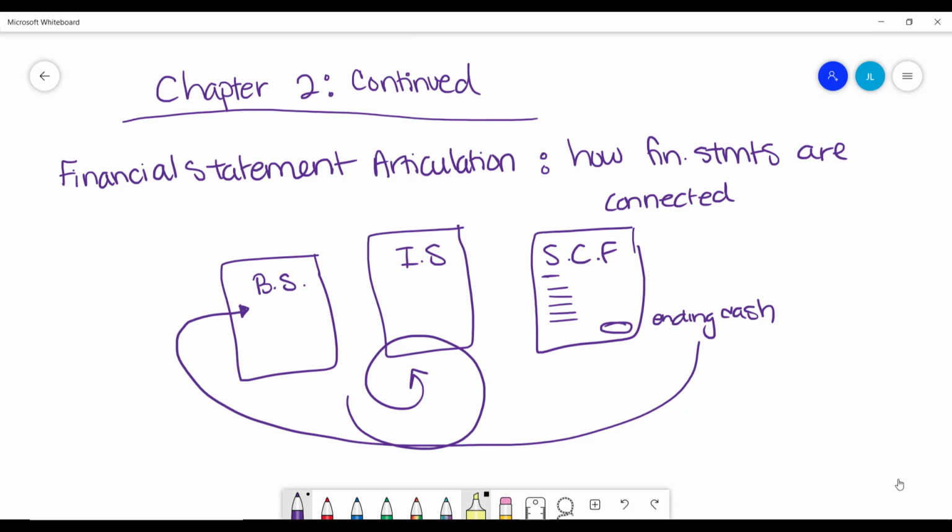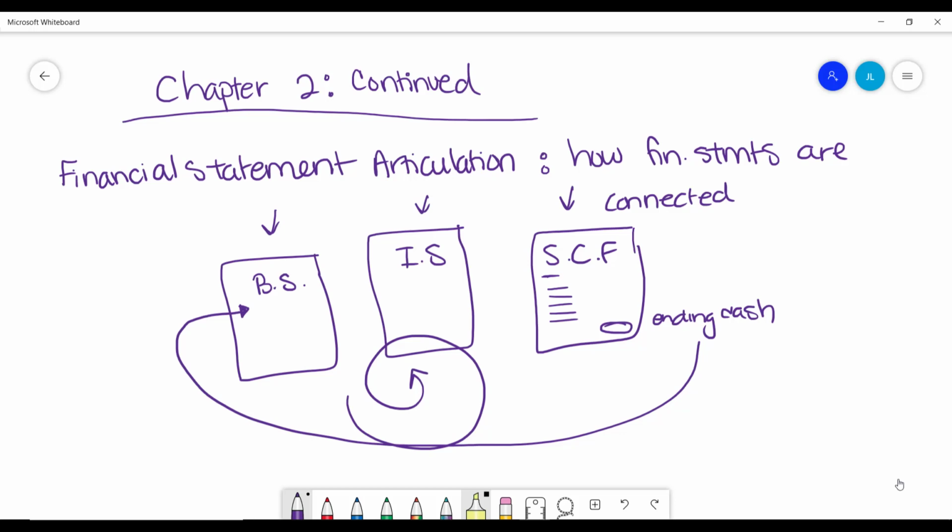And another reason why these three statements, and also the other statements, but these primary statements, articulate with one another is because the information that we use to set up these three statements, they all come from the same source essentially, right? We take all this information, we organize it based on where it needs to go, but all that information is connected at the end of the day.